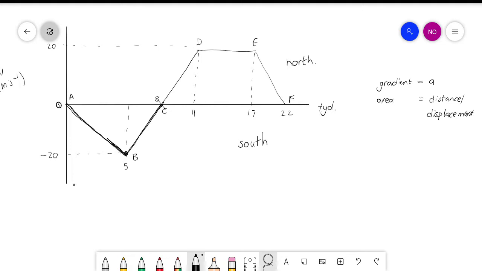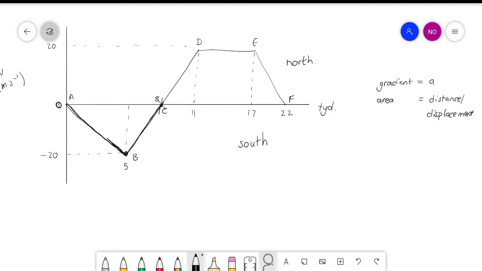Maar dan, hier, draai hy om. Hoe weet ek hy draai om? Want nou verander sy rigting van suid na noord. So he turns around and then he accelerates in a northern direction until he reaches 20 meters per second. Then he sustains that for 6 seconds and then he starts decelerating, slower and slower, in the northern direction until he comes to a standstill after 22 seconds. So binne hierdie 20 sekondes het hy eers suid beweeg vir 8 sekondes. And then he turned around and then for the remainder he moved in a northern direction. Sien julle dit op daai grafiek?